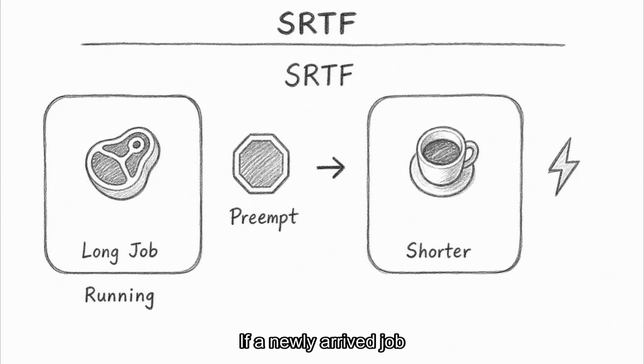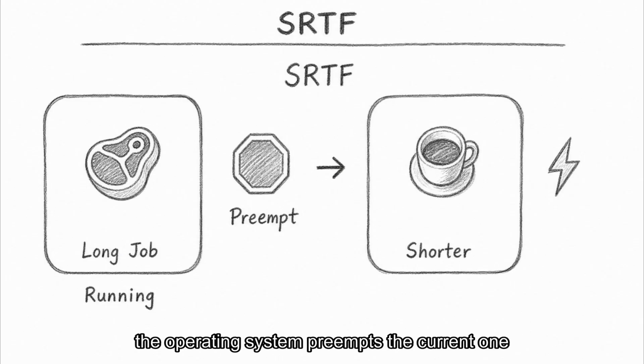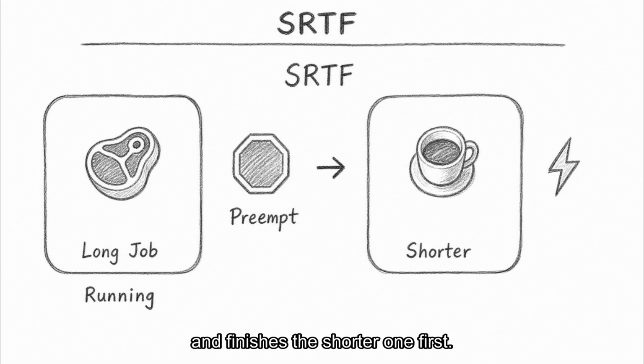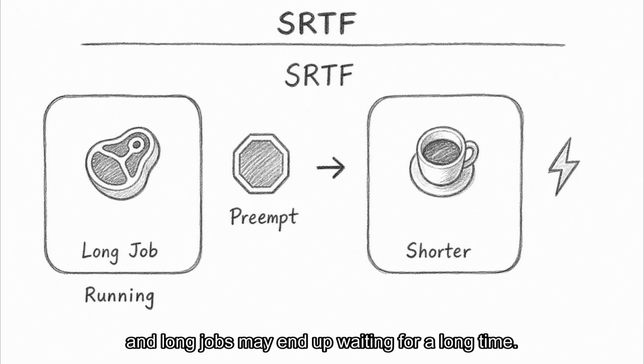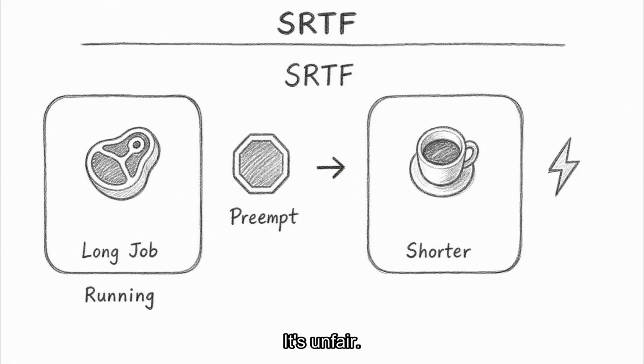If a newly arrived job has a shorter remaining time than the one currently running, the operating system preempts the current one and finishes the shorter one first. Average performance can be improved, but switching happens more often, and long jobs may end up waiting for a long time. It's unfair. Then there's a famous algorithm.